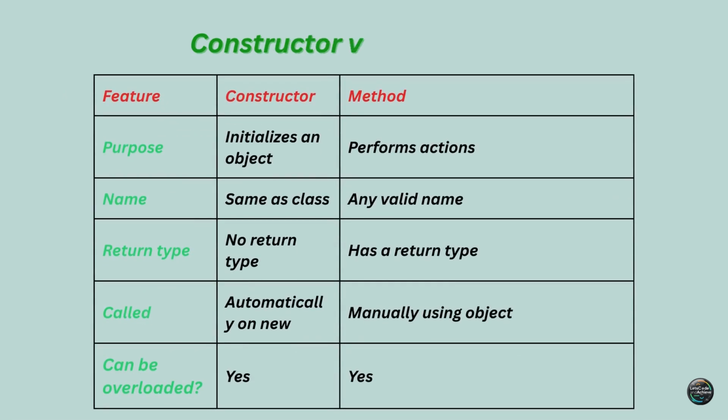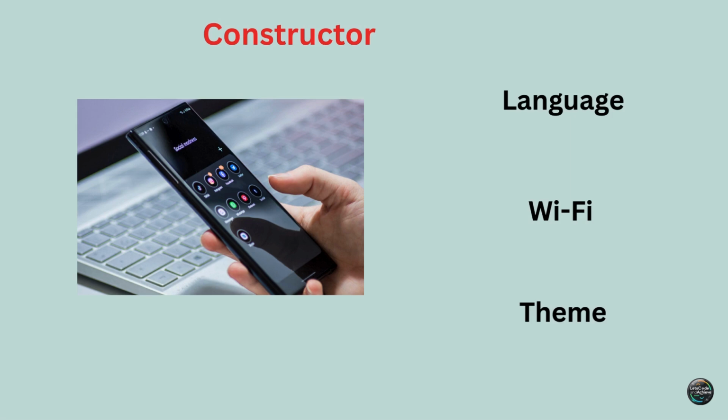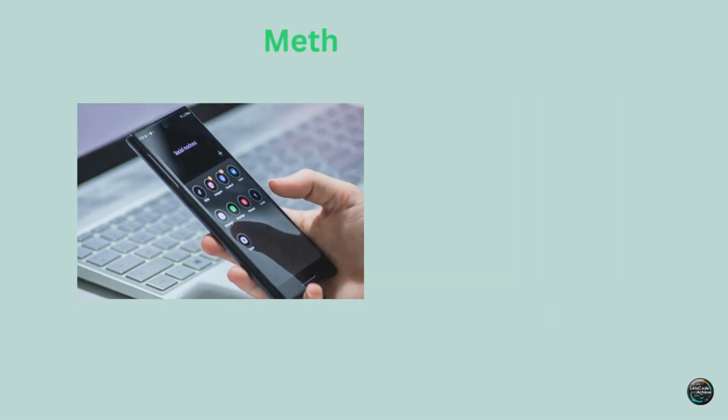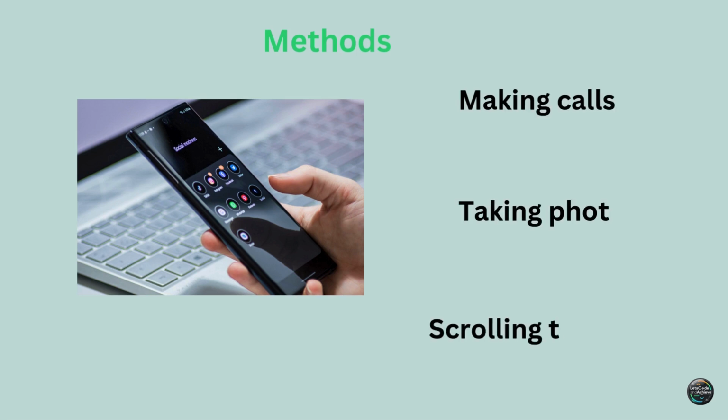Alright, let's put it together. Here is a simple side-by-side comparison. So remember, constructor equals to setup, method equals to action. Here is a real-world analogy. Imagine buying a phone. The constructor is like unboxing it and setting it up: language, Wi-Fi, theme. The methods are everything you do after: making calls, taking photos, scrolling through memes.